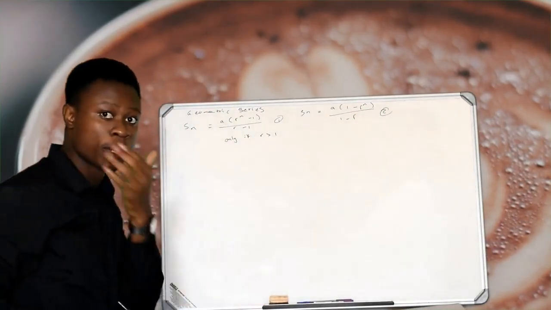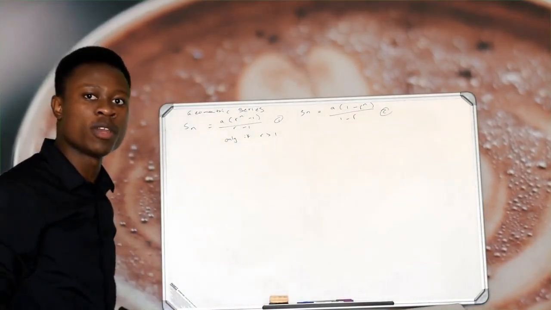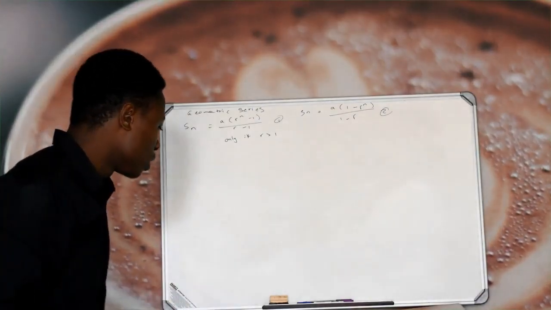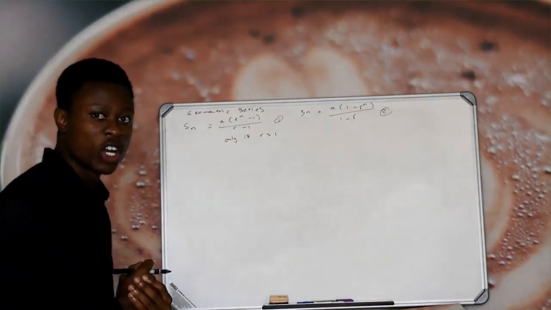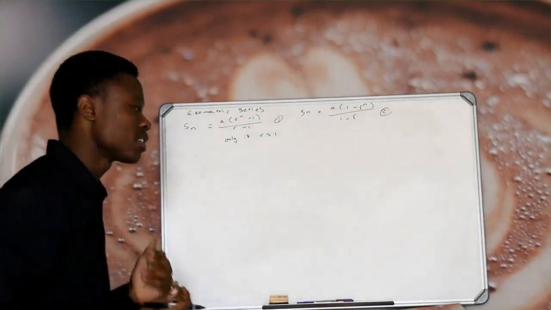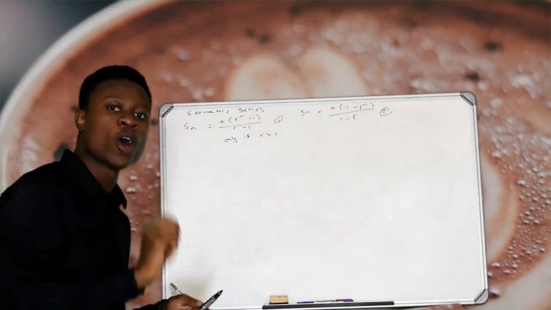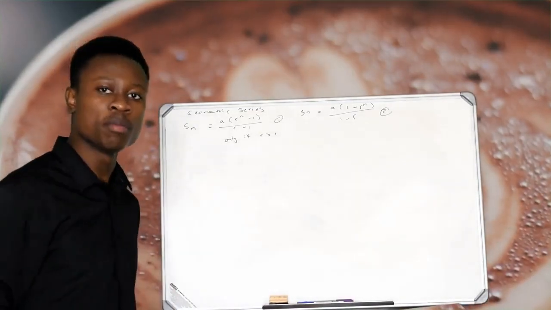Okay, that's the second formula. Those are the only two formulas for geometric series, right? So since those are the formulas, now what do we do? Let's do an example so that we understand what I'm talking about. Again, get your exam pad, follow through with me. Don't just look at me doing it.